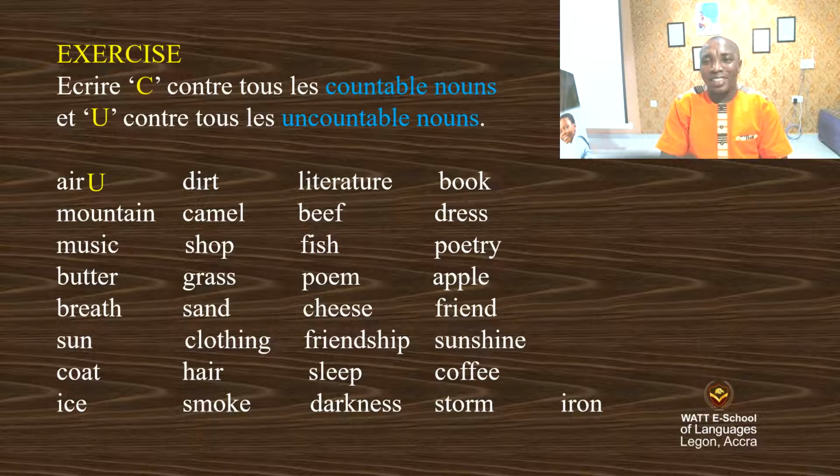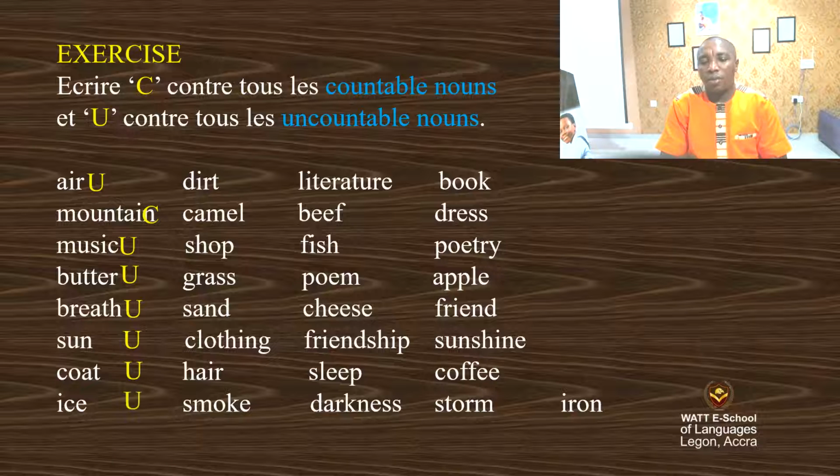What about mountain? Can you say mountains? Yes, mountain is countable. Music, can you count? No, so music is uncountable. Better is also uncountable. You should know that. We have breath. Breath is uncountable. We have sun. Sun is uncountable. Coat. Coat is countable.